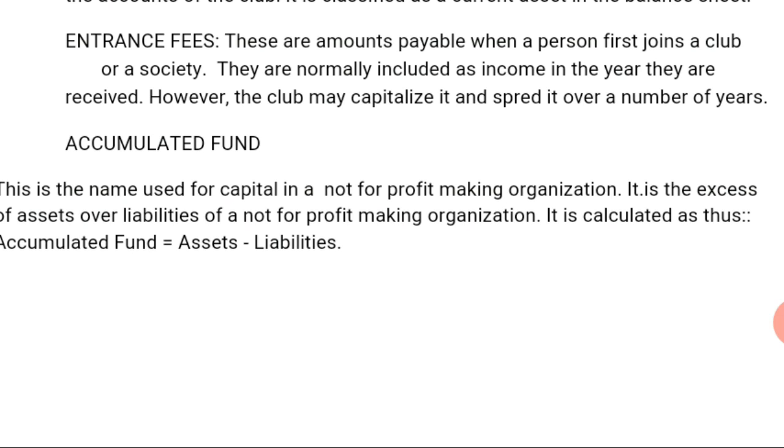And it is the excess of assets over liabilities of a not-for-profit making organization. That is, it is the difference between assets and liabilities of a not-for-profit making organization. And accumulated fund can be calculated using: accumulated fund equals assets minus liabilities. So total assets minus liabilities equals accumulated fund.